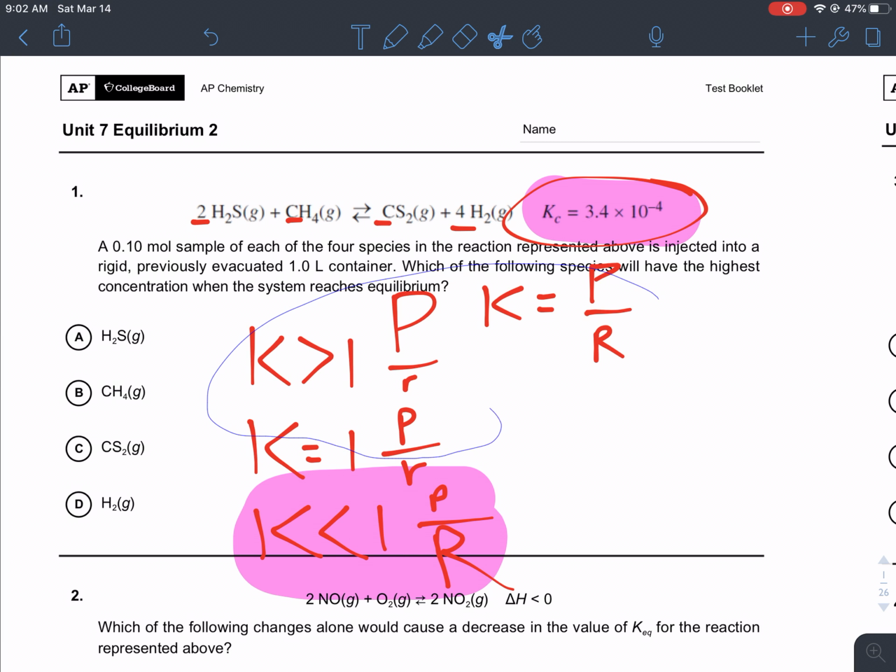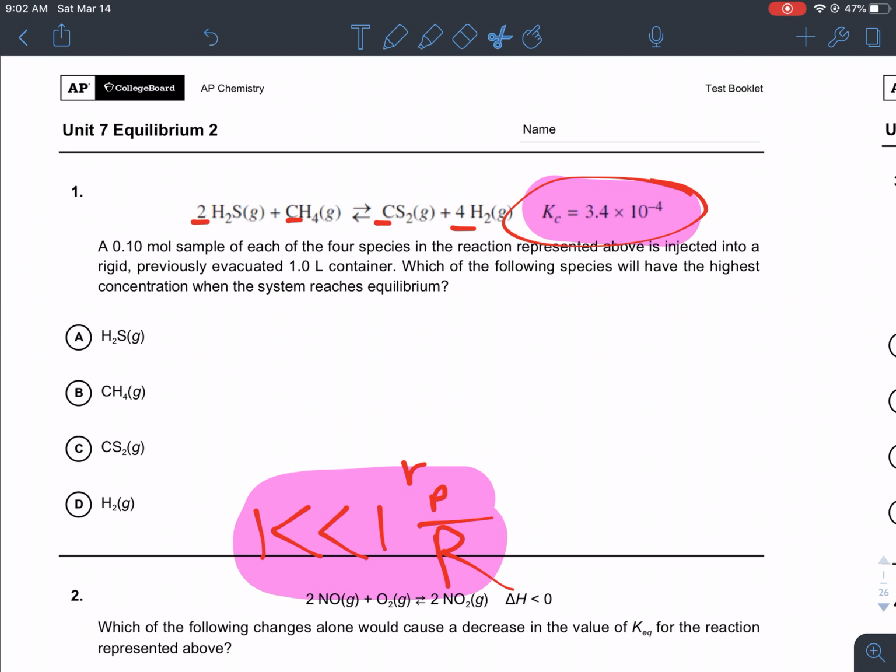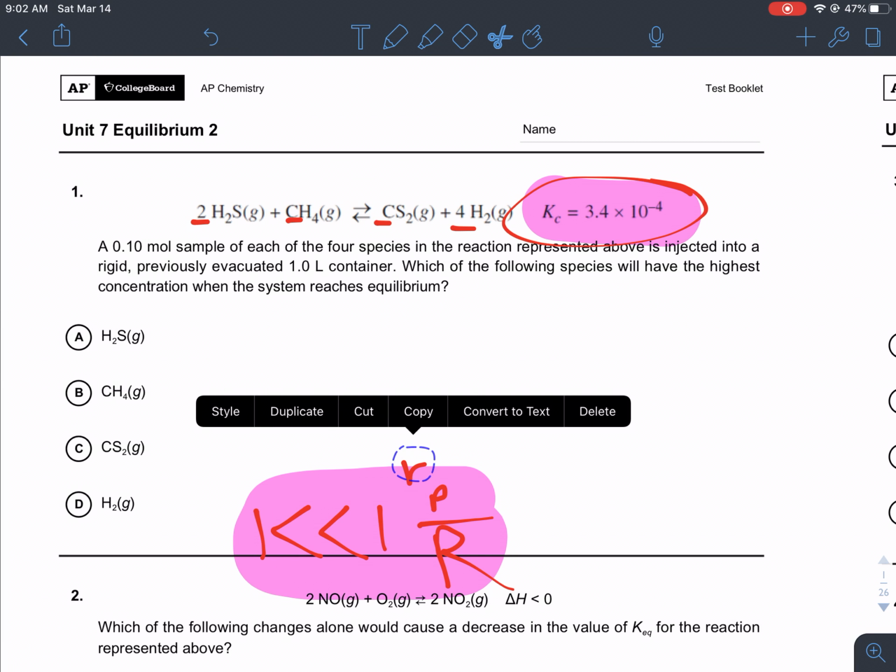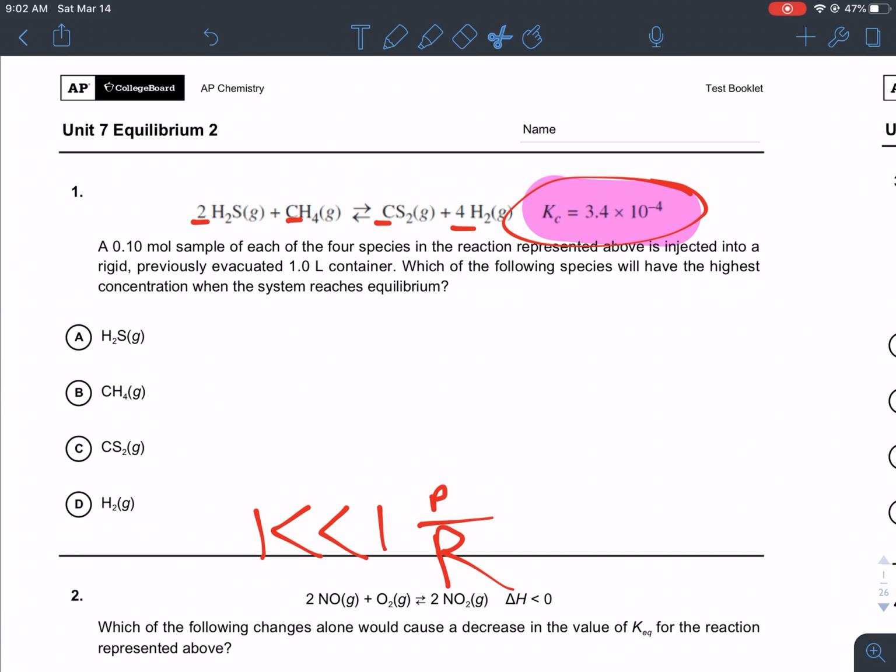And what we're going to do is, let's read the question first. Let me get rid of this. So you have a 0.1 mole sample of each of the 4 species in the reaction represented above injected into a rigid, previously evacuated 1-liter container. Which of the following species will have the highest concentration when the system reaches equilibrium? Now let's think through a lot of this.